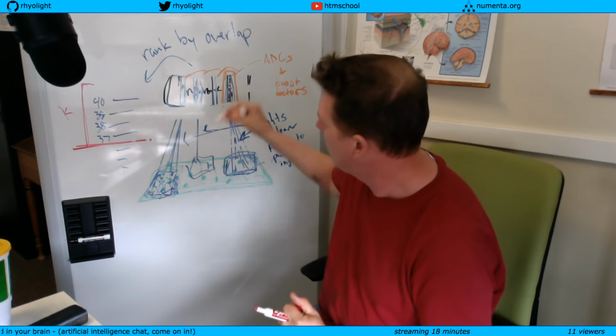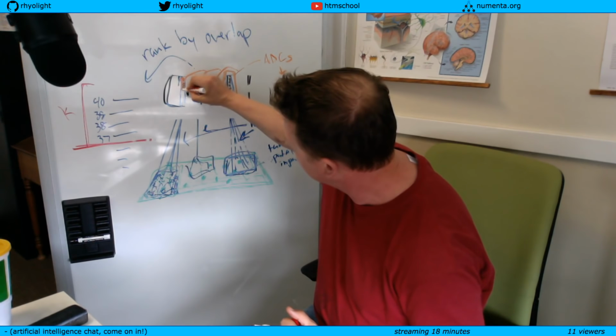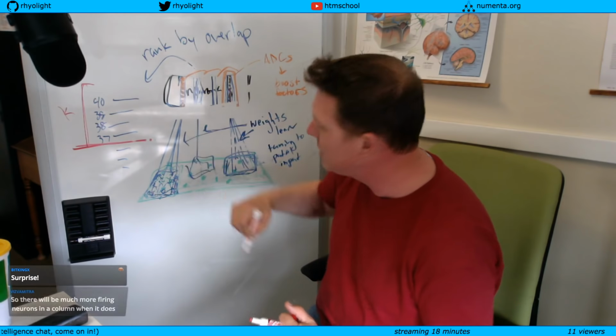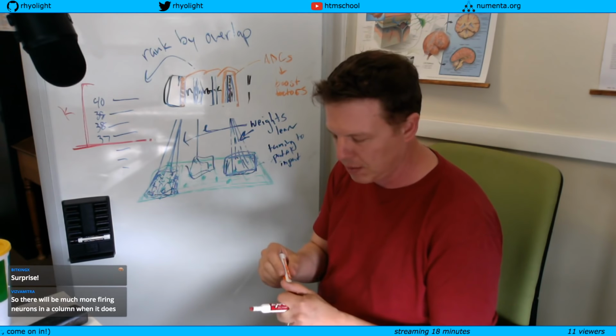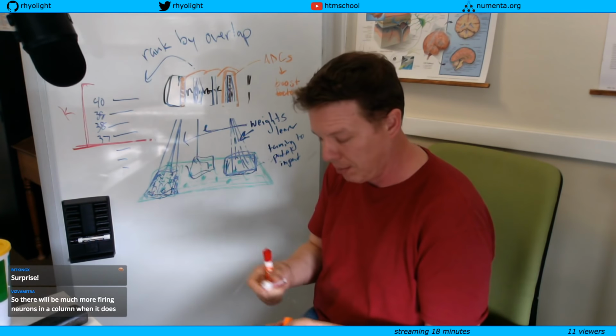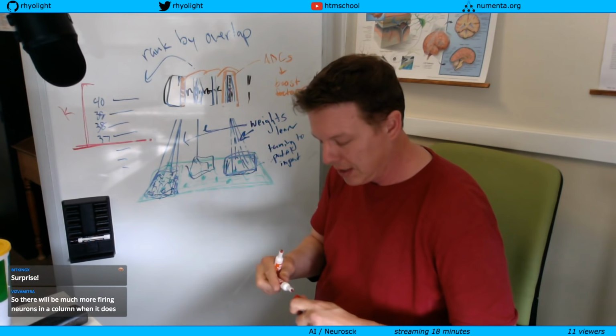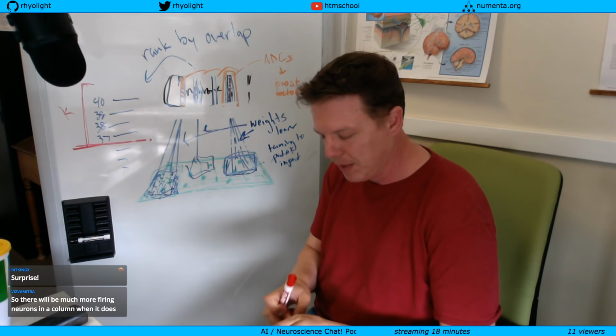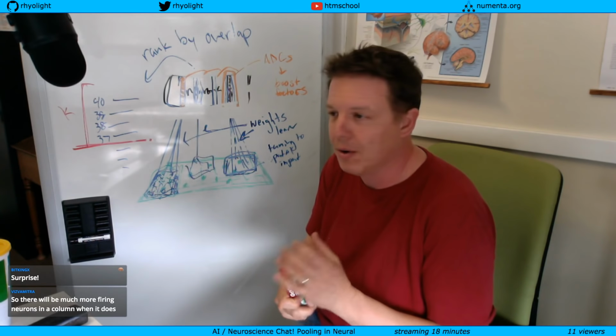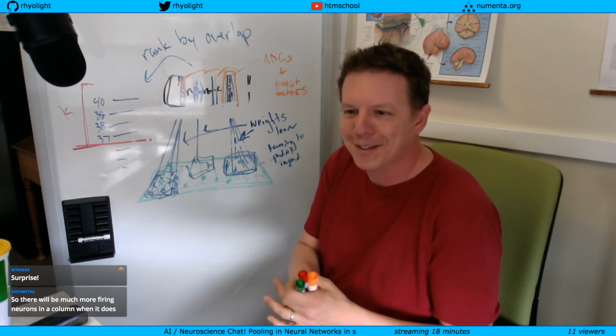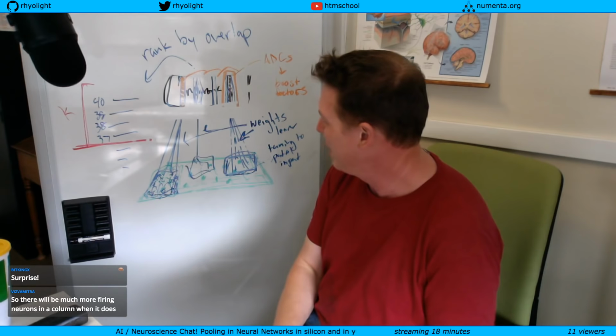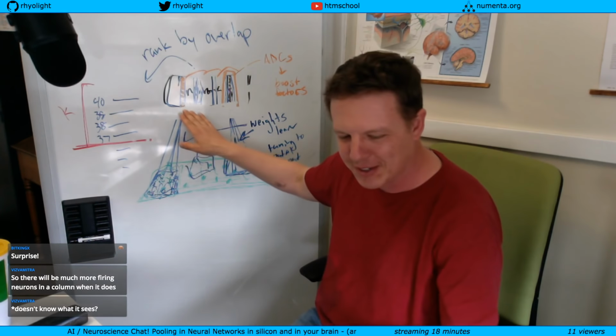Every cell in the column then turns on. And you see this in the brain. This is called, I don't know if they call it bursting in the brain or not, but you see this in the brain. It's sort of like surprise, almost. It's like something happened. Yeah, surprise, Mark says.